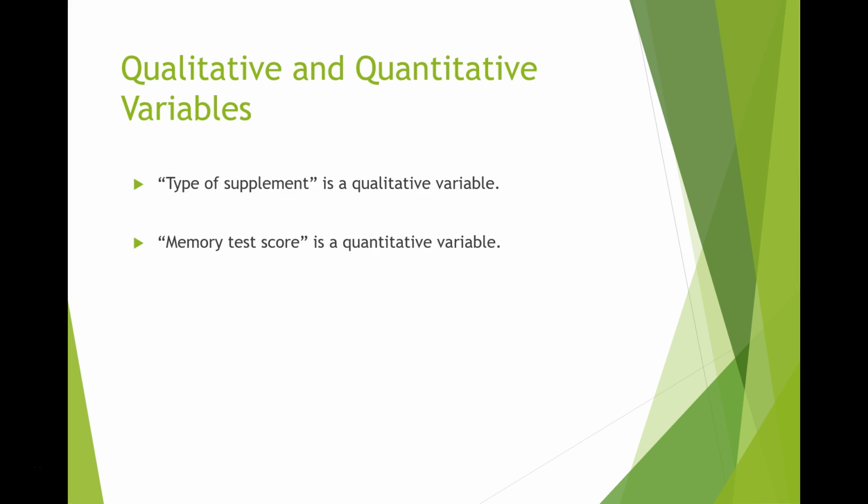In the previously discussed study on the effect of blueberries and aging, the independent variable was type of supplement, which were no supplement, strawberry, blueberry, and spinach. The variable type of supplement is a qualitative variable. There is nothing numeric about it. In contrast, the dependent variable, memory test score, is a quantitative variable since memory performance was measured on a quantitative scale. There was a specific number that they could get correct.